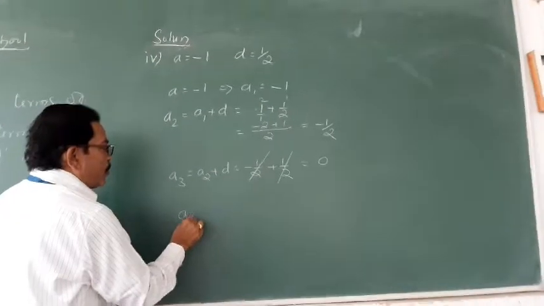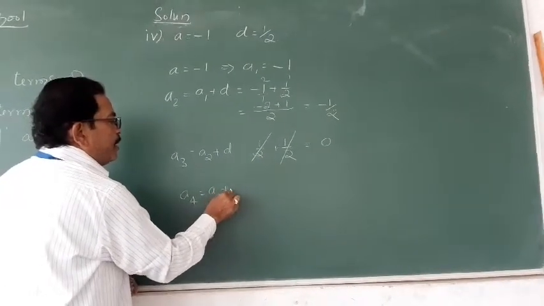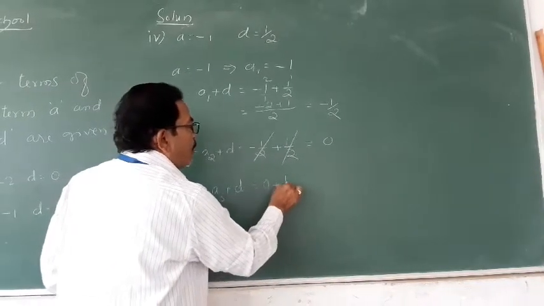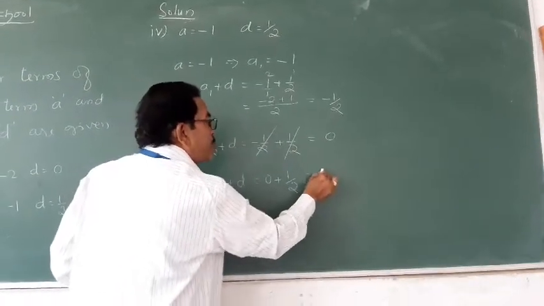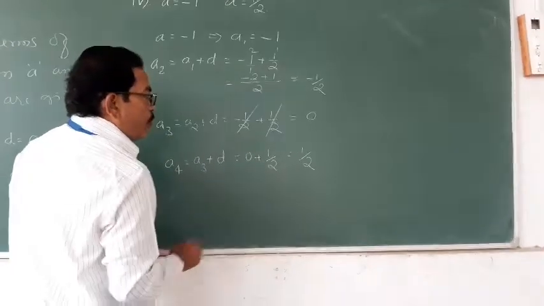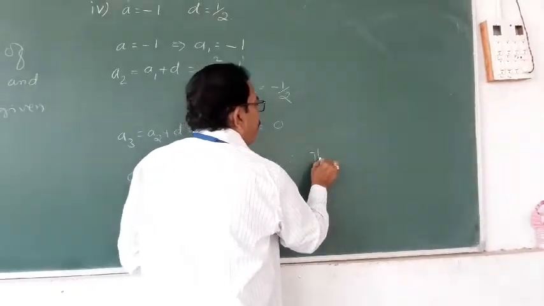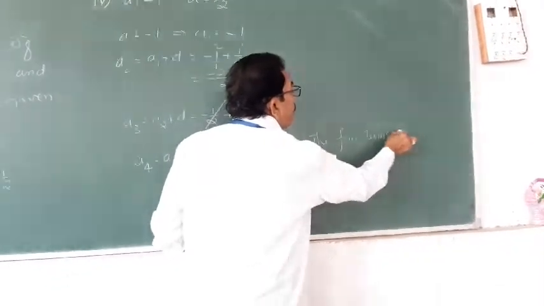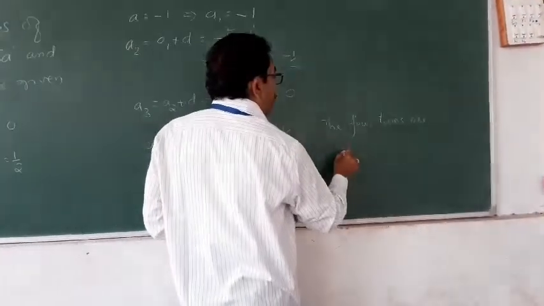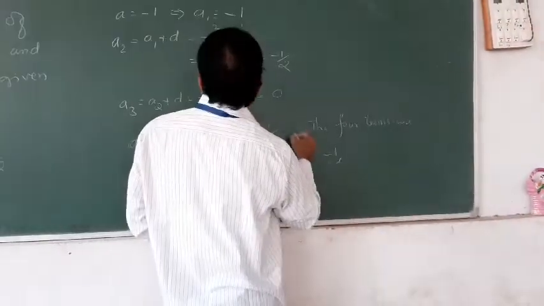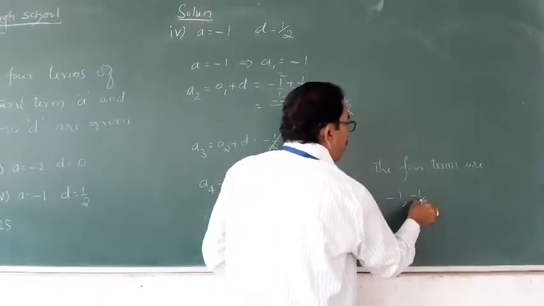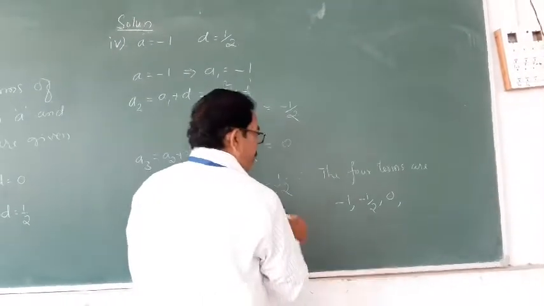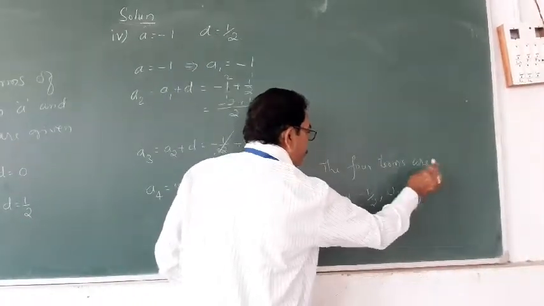Then A4 equals A3 plus D. A3 is 0 plus D, 1 by 2, that equals 1 by 2. Therefore, the four terms are minus 1, then minus 1 by 2, then 0, then plus 1 by 2.